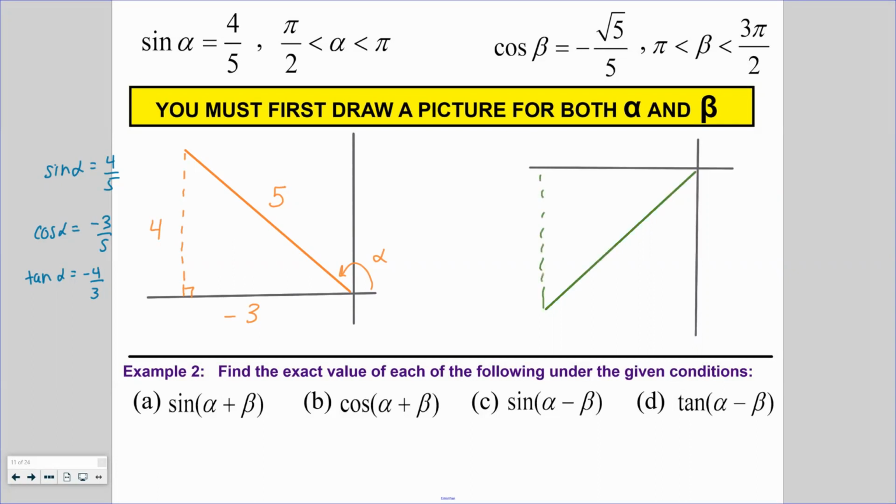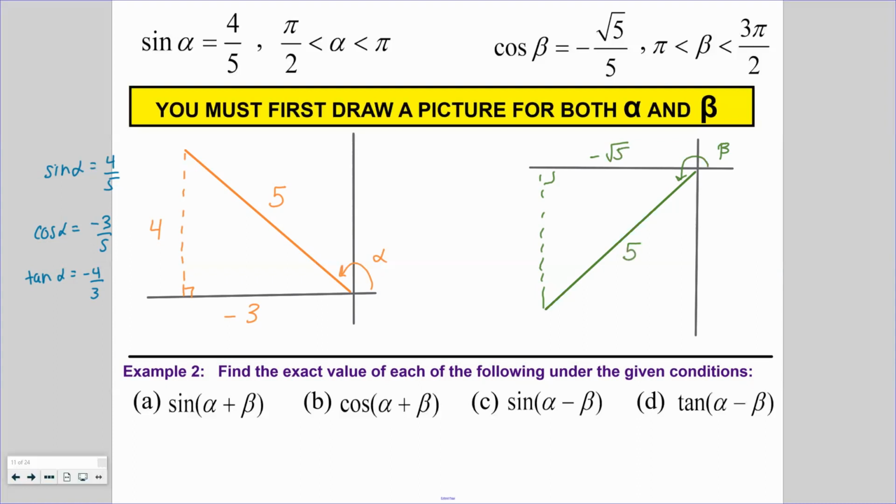I'm going to drop my perpendicular always to the x-axis. I'm going to mark that this angle right here is what beta is, measured from the positive x-axis going counterclockwise. What makes the cosine of this angle -√5/5? Well, to get the cosine to be -√5/5, that requires the x component here to be negative. Hypotenuse is always positive. So the x component is -√5.